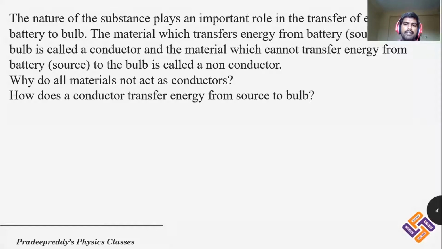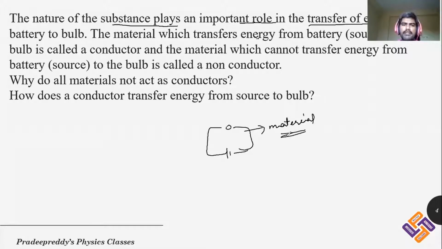Remember that we are replacing copper wire with nylon wires, right? As a result, the type of material is being changed. So the nature of the substance plays an important role in the transfer of energy. Now, when you are connecting a bulb with a battery, the nature of the material which you are connecting plays an important role in transferring electrical energy.